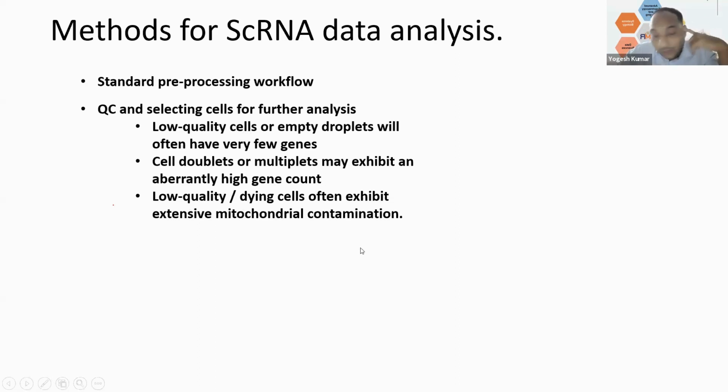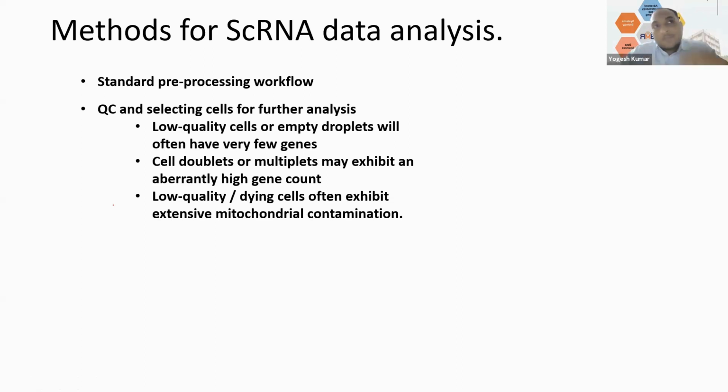So low quality dying cells we have to remove. If there is an error while preparing a sample and your cells died, or maybe your cells contain some mitochondrial genes, it could be any reason. It could be any reason, maybe the transportation.